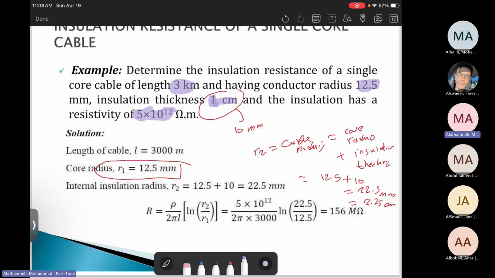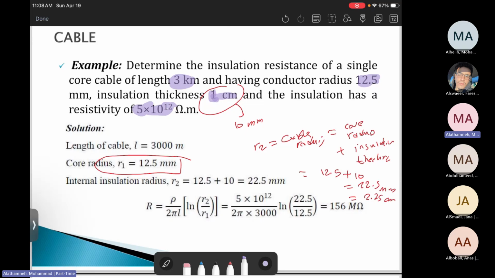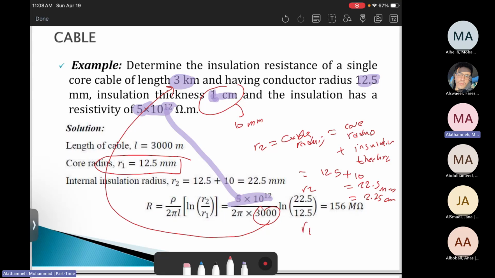So rho, 5 times 10 power 12, which is given here. Then 2 pi times L. L is the length, which is given as 3,000 meters or 3 kilometers. Then ln R2 divided by R1. After substituting, it will be 156 megaohm.